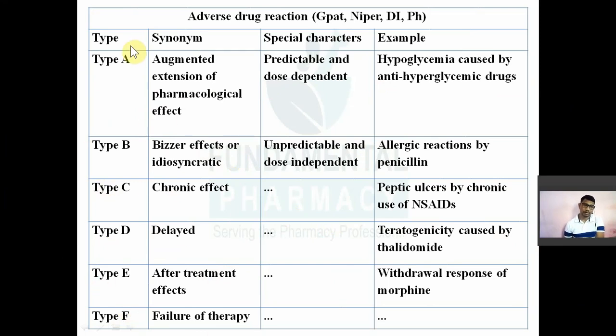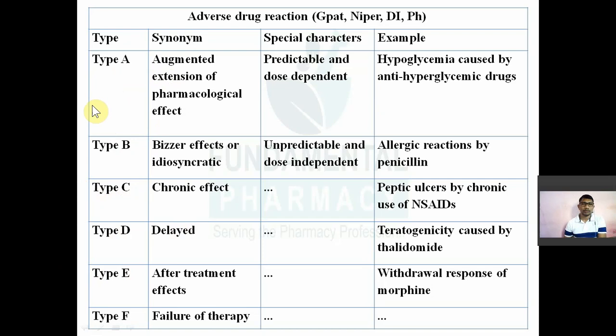These types of adverse drug reaction have synonyms and different mechanisms. We'll see it. First, type A adverse drug reaction. Type A is for augmentation. There is one trick to remember this type of adverse reaction.